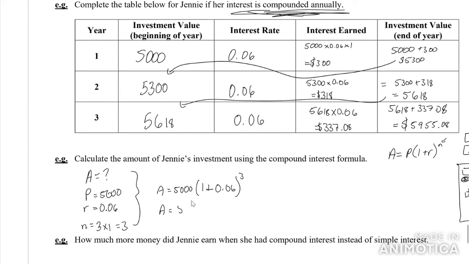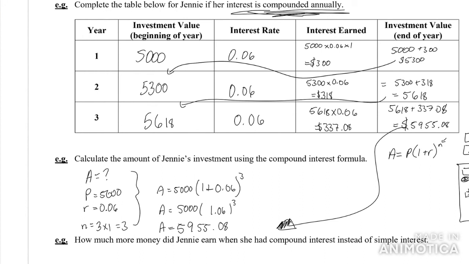So how we solve this, remember our order of operations. I do everything in the brackets first, so I have 1.06. I take this to the power 3, and then I multiply by 5,000. And that gives me a value of $5,955.08, which is exactly what was given from this. So really, compound interest is just simple interest, but with more steps and different values each year.